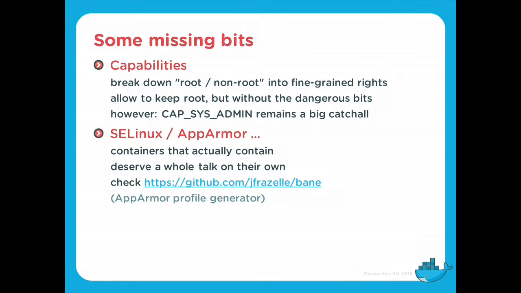Some missing bits, some things that I did not talk about but are really important: capabilities. Capabilities are a mechanism to break down root into multiple things, because by default on Unix, either you're root and you can do everything you want, or you're not root and you can do nothing. With capabilities, you say, well, some things are more important than others, like the ability to load a kernel module, that's serious. The ability to bind to a network port below 1024, maybe not that critical. So with capabilities, we can break that down into multiple permission bits.